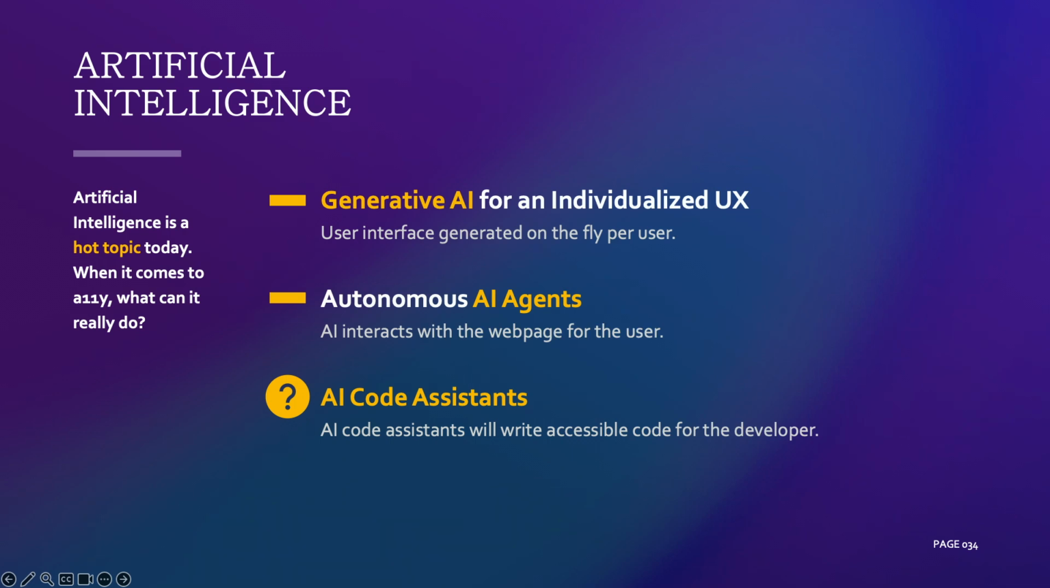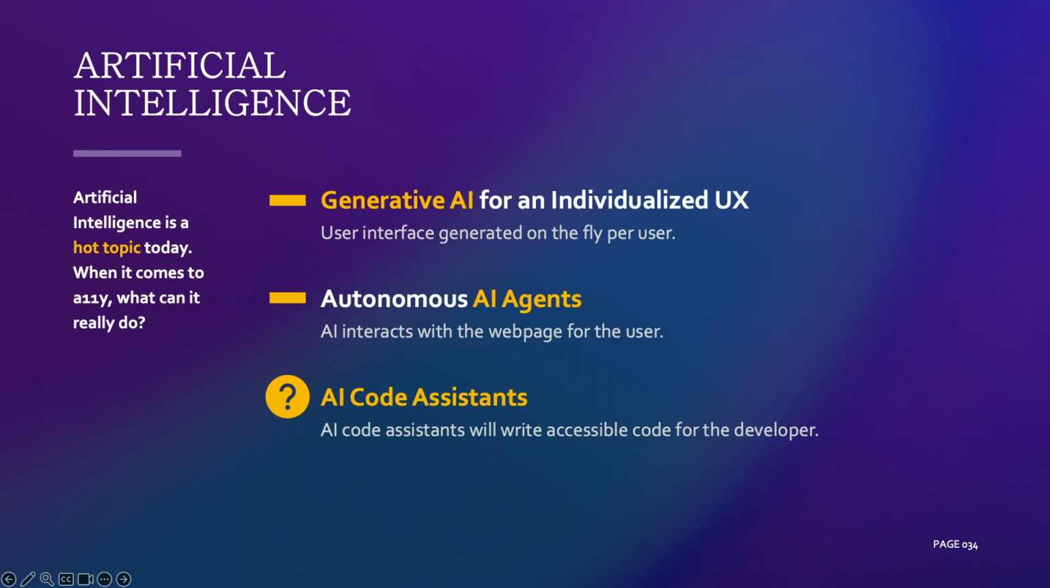And if you know Jakob Nielsen, the guru of usability, he has been talking about generative AI. You can generate a user interface on the fly for somebody. He thought that was what AI was going to be great for. He has since rescinded and updated it to say that he thinks autonomous AI agents that go on the website and use it for you, that's going to be the solution, the AI solution.